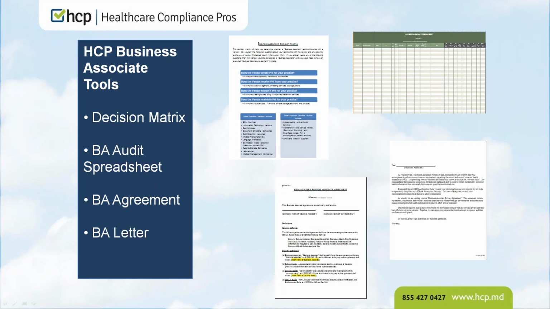So the third and fourth items that are shown on this screen are the business associate agreement and a cover letter. Both of these are also on the website and available for you. And again, all of these forms and documents that you'll find from your office dashboard on the HCP website, you can edit them.